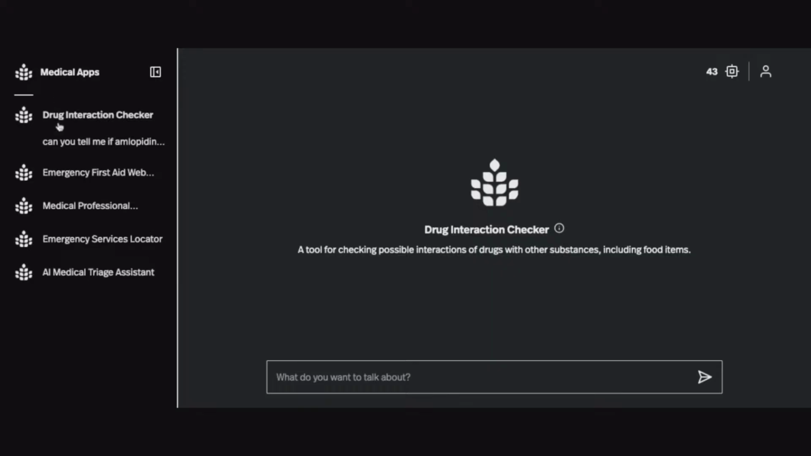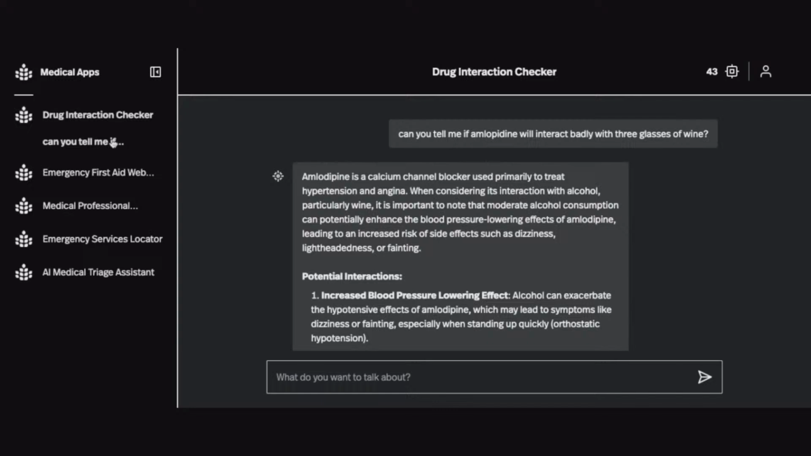So I generated a few chats first of all to get us started. The drug interaction checker is an AI tool for checking possible interactions of drugs with other substances, including food items. So this is the chat that I created. Can you tell me if amlodipine will interact badly with 3 glasses of wine? Now, amlodipine is blood pressure medication, and this is the quality of output that the app will give.